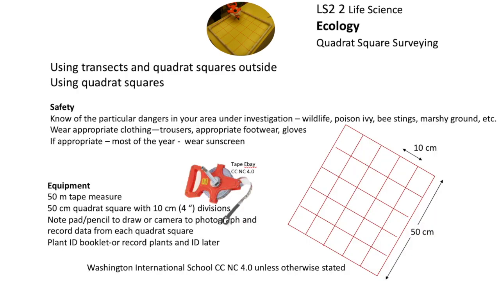For the one that you're going to do outside, know the particular dangers, wear appropriate clothing, and if appropriate, wear sunscreen. Pause to read those carefully. And then your equipment: include a notepad and pencil to draw, or a camera to photograph, but you need to record data of what you're going to see in each of the smaller squares in the larger quadrat square.